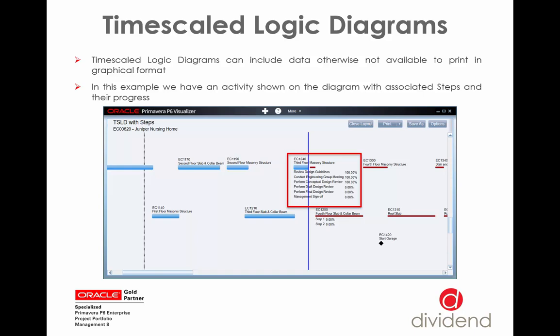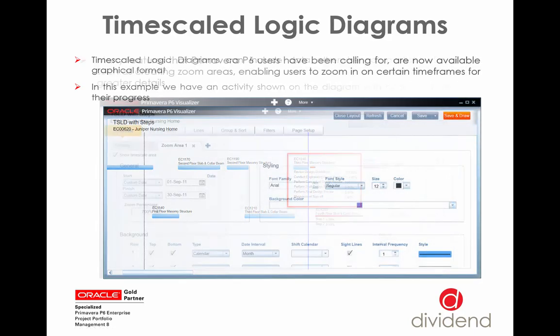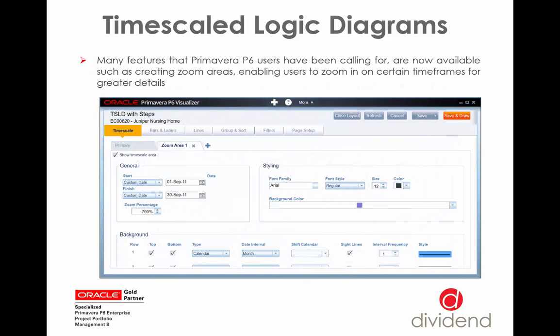They can include data otherwise not available to print in graphical format. This example here is one that we get asked about an awful lot. An activity shown on the diagram with its associated steps and their progress, so not available to do on the standard Gantt chart in P6. Again, very easy to customize, and we'll walk through it with you.